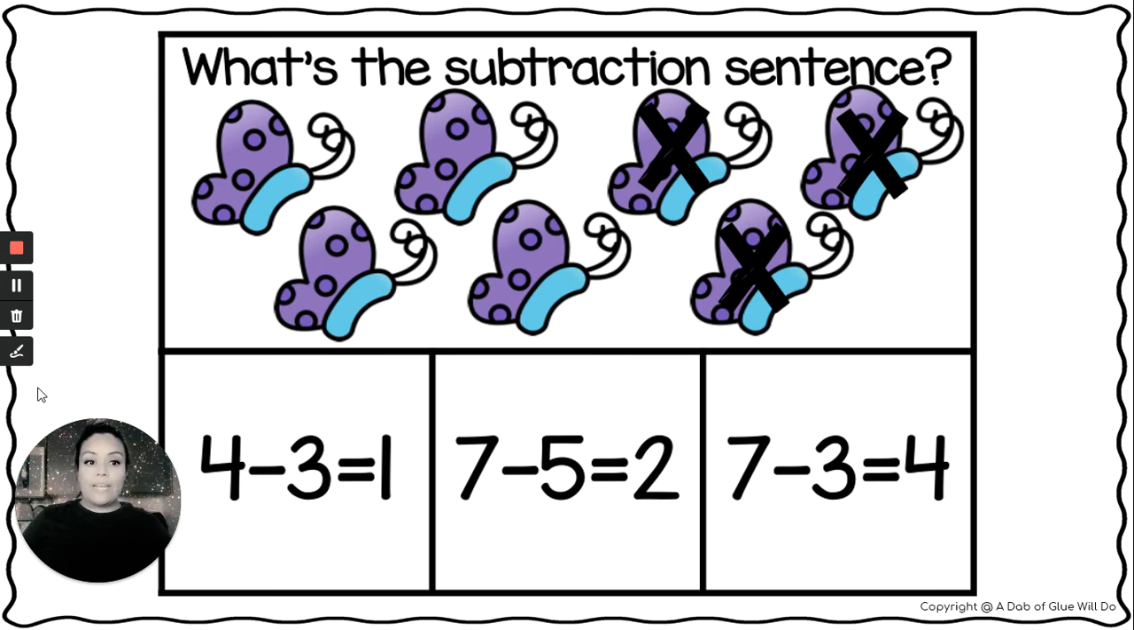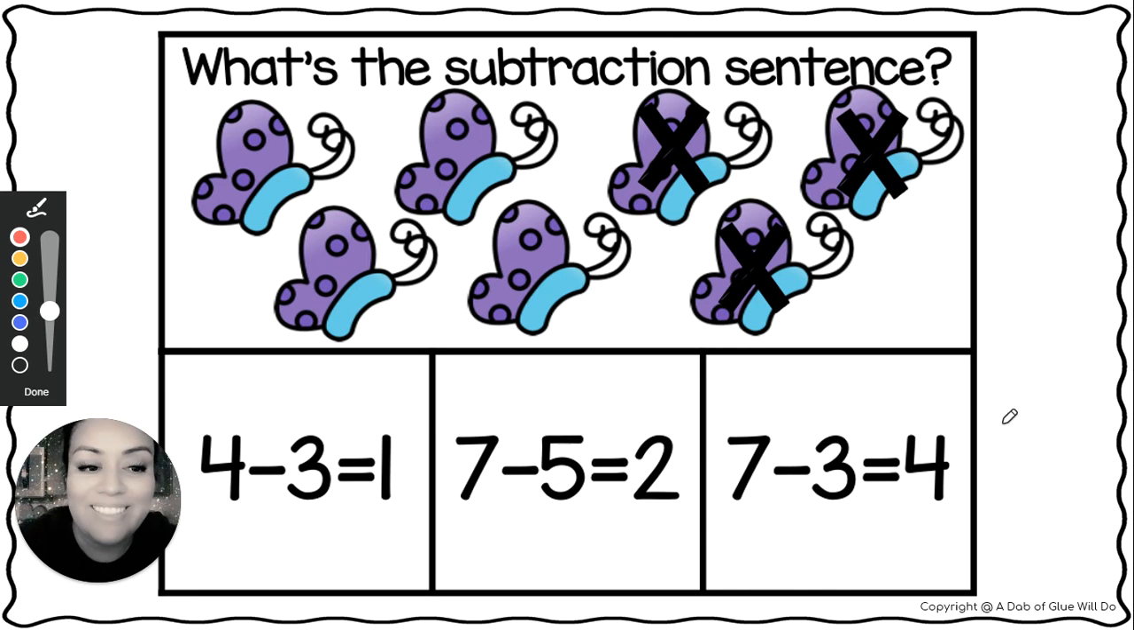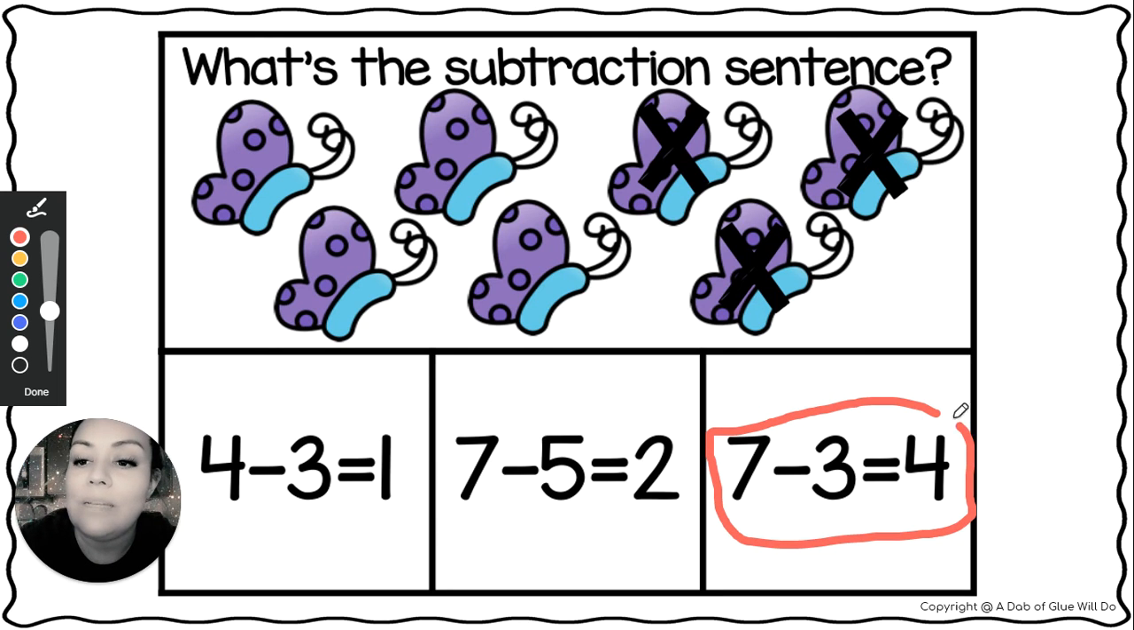You can even use your hands. So we have 5, 6, 7, and 3 flew away. 1, 2, 3. How many are left? That's right, 4 are left. So we have 7 minus 3 equals how many? Yes, 4. Do you see that number sentence here? Extra points for you if you're writing down these number sentences.